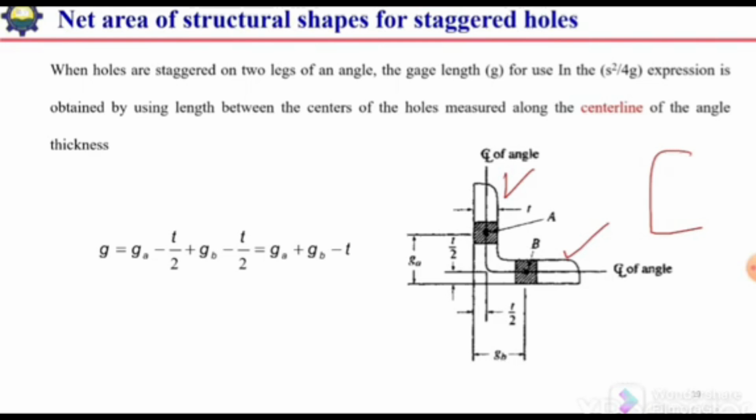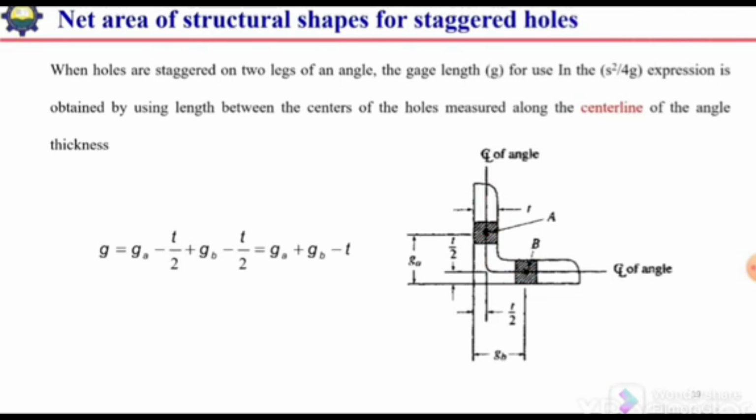But if the holes are present on both the legs and they are staggered, the holes of this one and this one are staggered, so in that case we need to consider the gauge length between this hole and this hole. So this gauge length will be considered along the center line of the member. So let's see what it says.